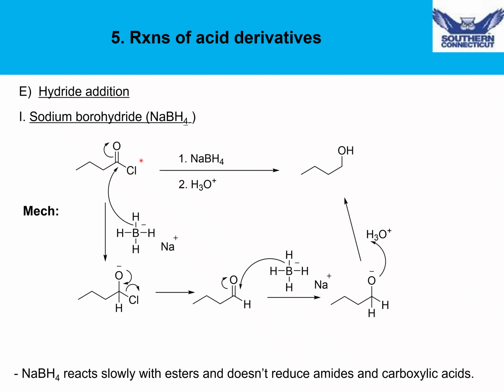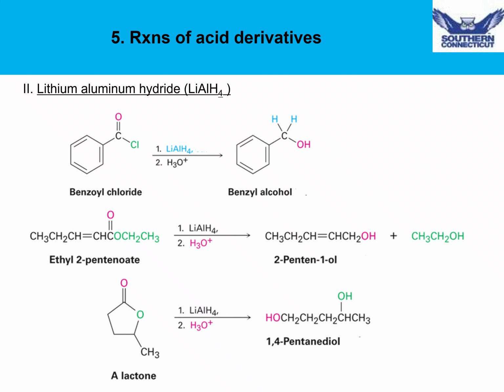Now, sodium borohydride is a mild hydride reagent. It can only react with acid chlorides. It doesn't react with esters and amides. Lithium aluminum hydride, or LAH, is a very strong hydride reagent that can reduce not only acid chlorides, such as benzoyl chloride, into a primary alcohol, but it can also reduce an ester into a primary alcohol. And if we have a lactone, it will reduce it into a diol.